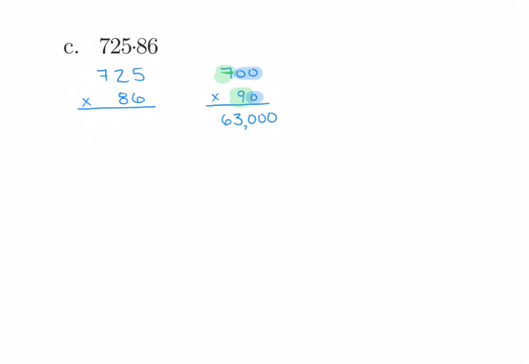All right, let's go ahead and find the exact answer and use our estimate to check it. So if we go ahead and multiply starting on the right, we get 6 times 5 is 30. 6 times 2 is 12, plus 3 is 15. 6 times 7 is 42, and 42 plus 1 is 43.